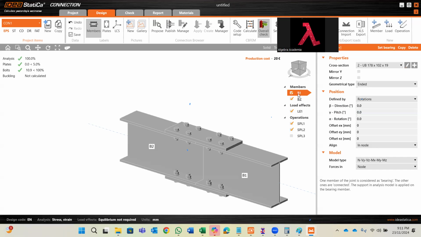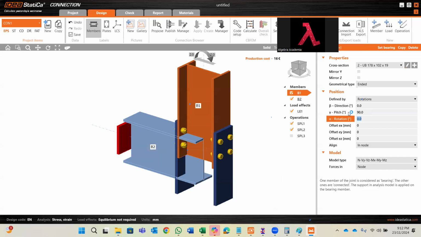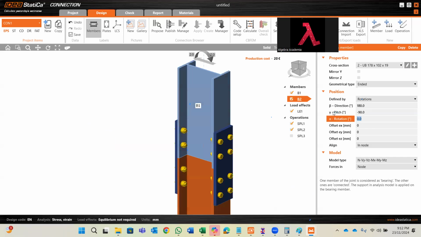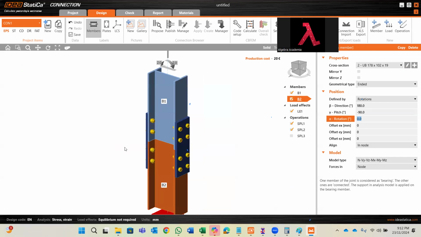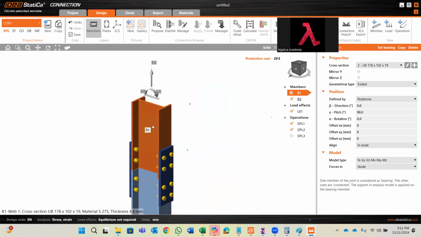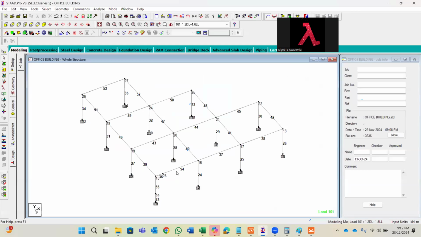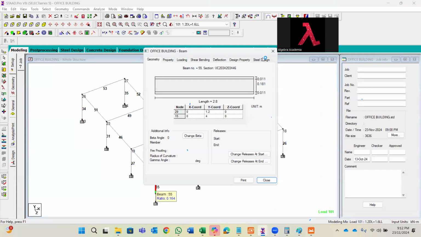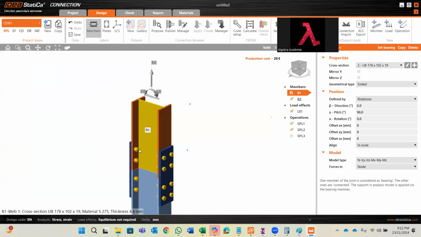Just going back to the section sizes B1. Can you see here? There is a Y pitch degree actually. So the moment I put 90 degrees, it automatically flipped. This is the first section, right? The second section also I'm going to flip to minus 90, just bottom. Yeah, it's fantastic. Now change it to the section sizes. What are the section sizes here? So 203, 203, 46. Change it to 203, 203, 46 kg per meter.